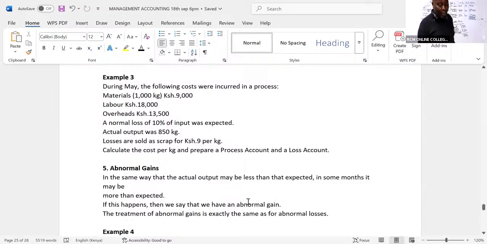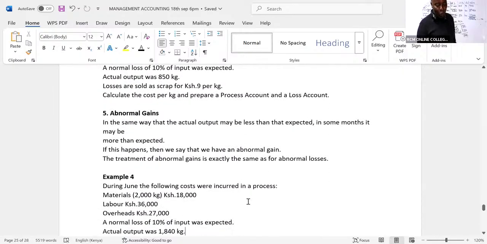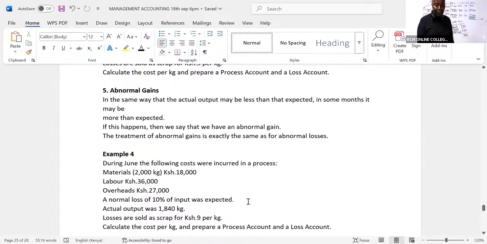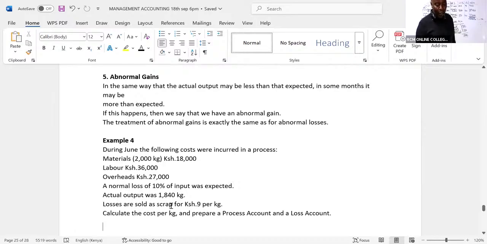Then I will go to example number 4 before I start looking at your past papers, ladies and gentlemen. We are told during June, the following costs were incurred in a process. Materials 18,000, labor cost 36,000, overheads 27,000. A normal loss of 10% of input was expected. The actual output here was 1840. Losses are sold as scrap for 9 per kilogram. They want me to calculate the cost per kilogram and prepare a process account, and actually it's supposed to be an abnormal gain account.